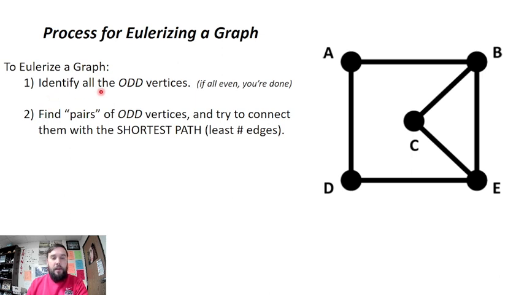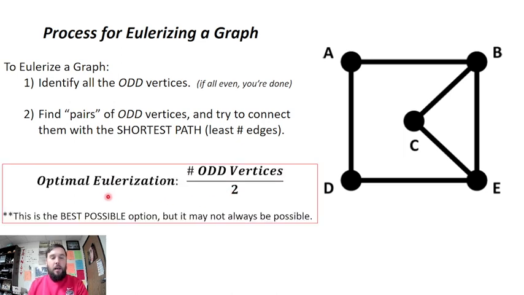So we're going to identify all odd vertices. We're going to find pairs of odd vertices and try to connect them with the shortest path, the least number of edges. I want to make sure I have the most optimal circuit here. I don't want to duplicate too many. I want to duplicate the fewest amount that I need to. And that'll make sense later on.